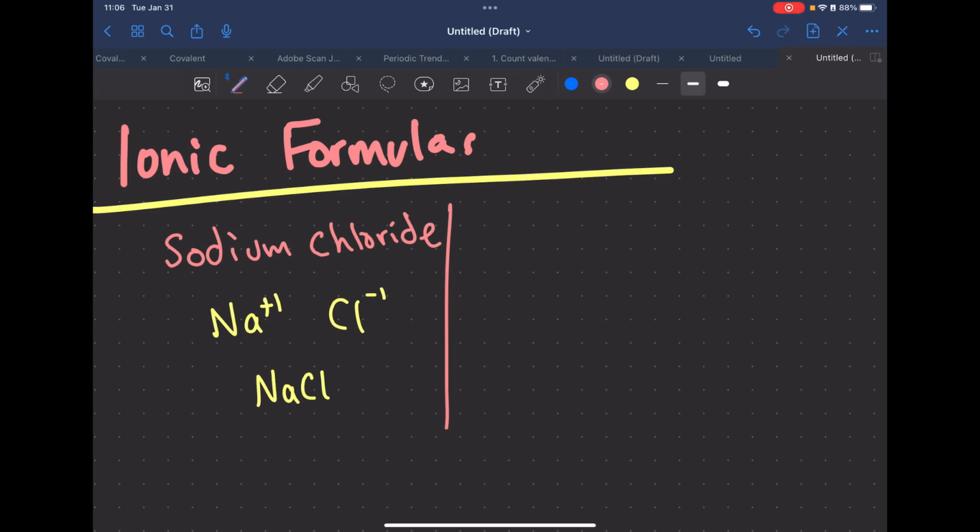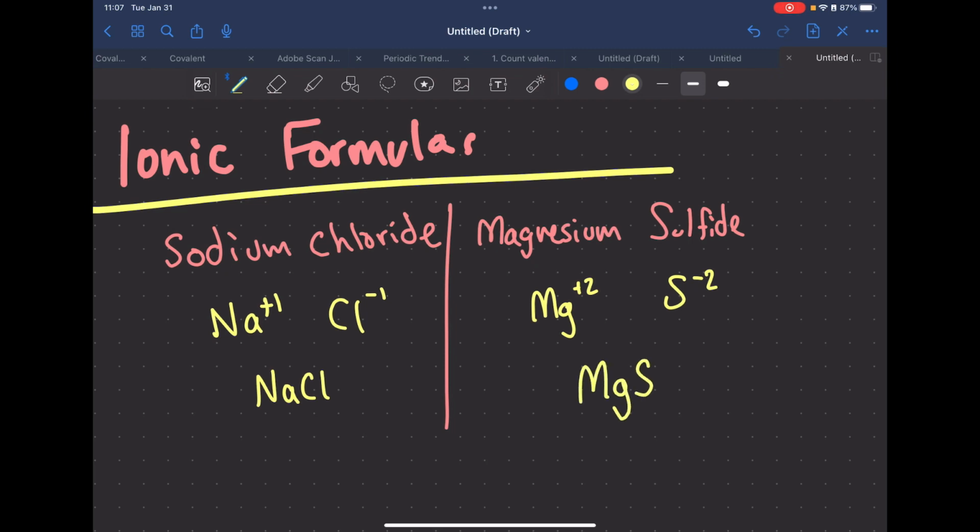Let's do another example. How about magnesium sulfide? On this one, magnesium is Mg, and it has a charge of +2. Sulfide has a charge of -2. So again, these two charges cancel each other out, which means I only need one of each ion. Super easy peasy. MgS is my answer here.